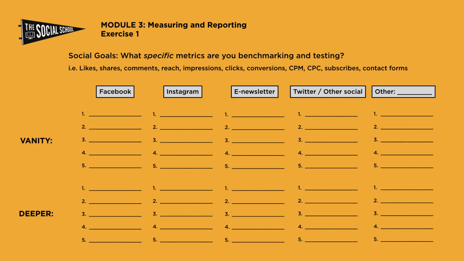meaningful side? Where the clicks, conversions, CPM, of course, is cost per mil or cost per thousand, be that impressions or reach, and then cost per click. So if you're running that kind of campaign, subscribes, contact forms, etc. If you don't know what metrics you are, back it up. Go back into some of those reporting and analysis tools and check them out.